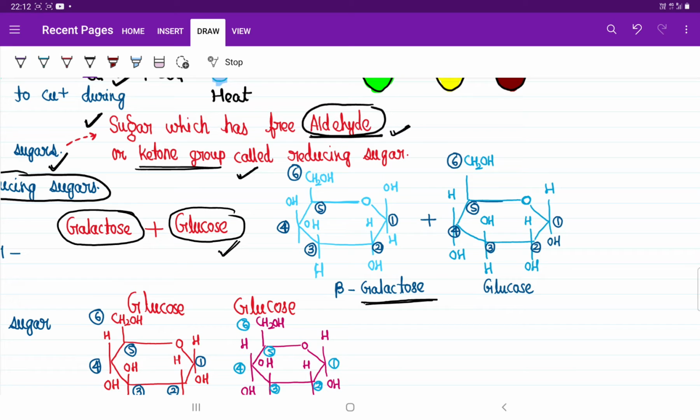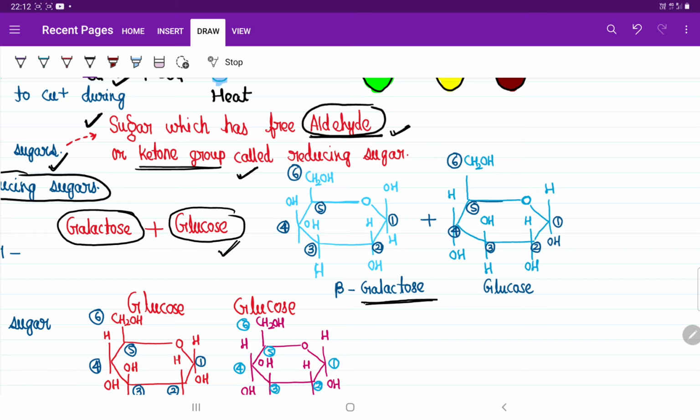So if you have a compound, during nomenclature we will identify the numbering of the carbon on the basis of seniority. If the sugar is an aldose sugar, the aldehyde group will be considered the most senior carbon, and that carbon will be considered the first carbon.